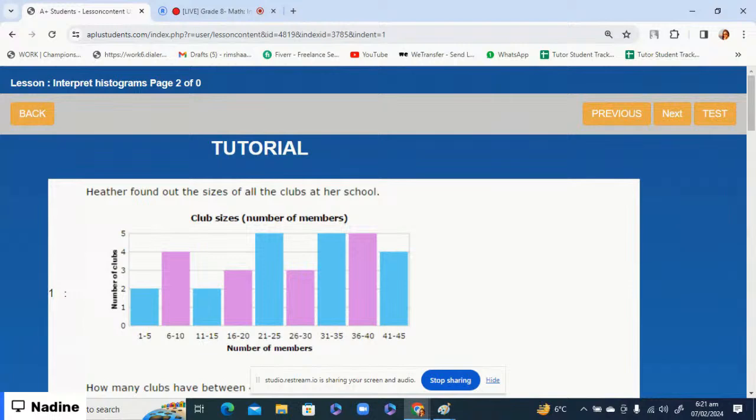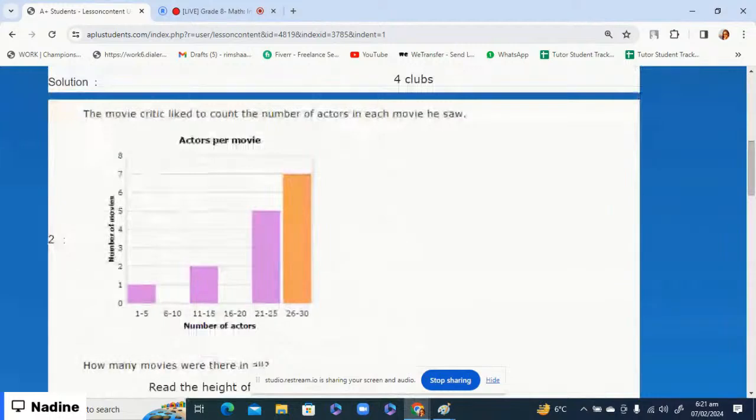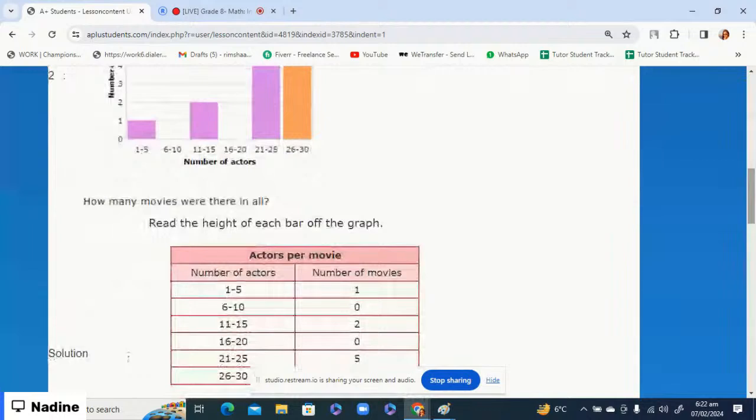So this question is done. Let's do this. The movie ticket holder likes to count the number of actors in each movie he saw. So actors per movie are given. The number of actors is given here: 1 to 5, 11 to 15, 21 to 25, and 26 to 30. And the number of movie tickets is given, which is 1 to 8. Now, what is the question here? The question is how many movies were there in all? So we just need to check in all.